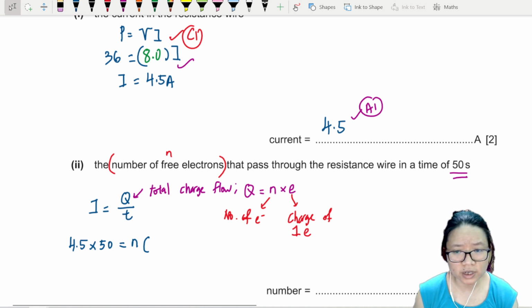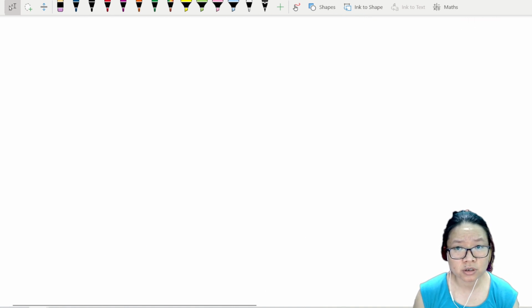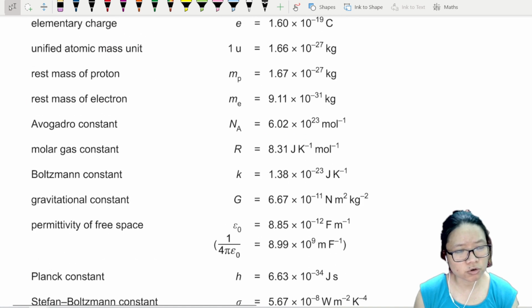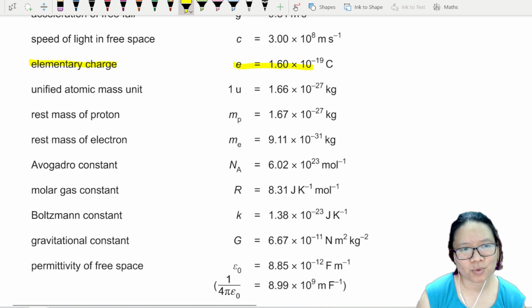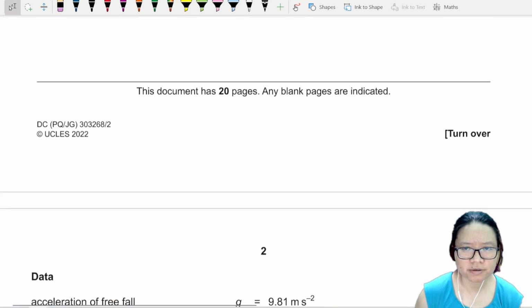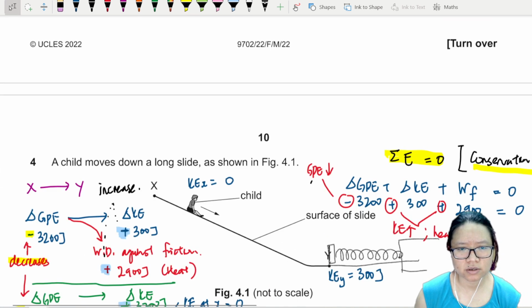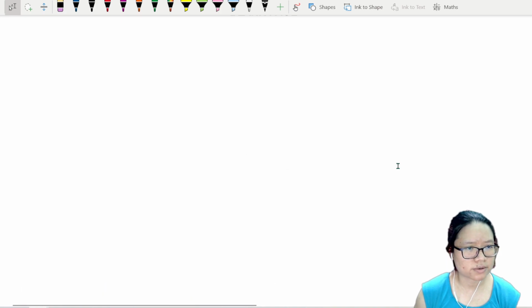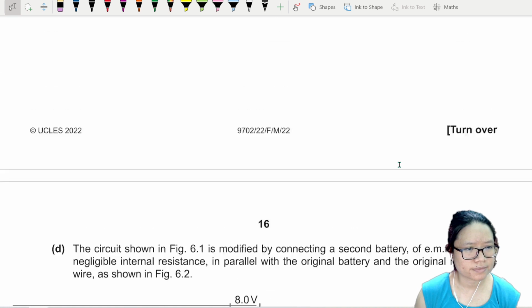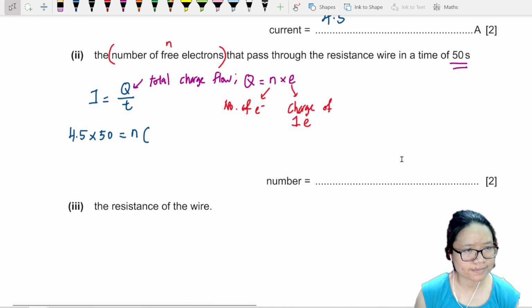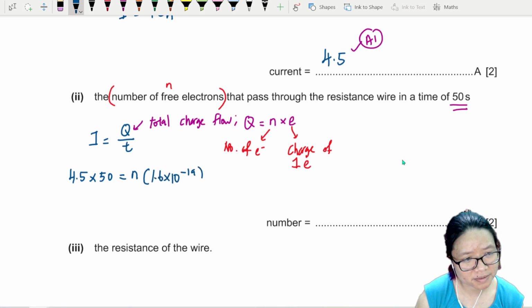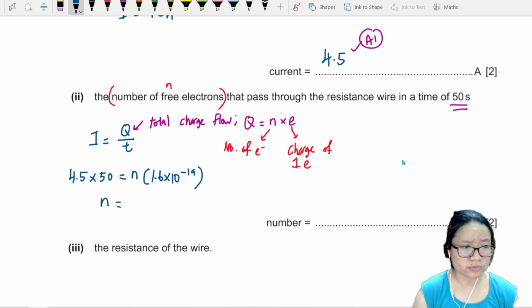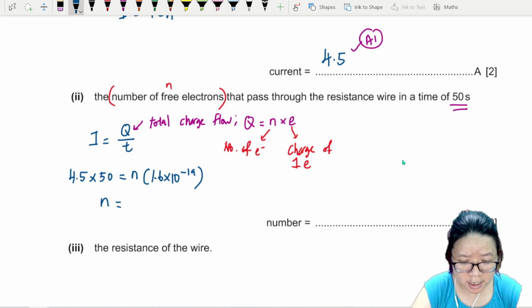let's say you don't remember, so we flip to the front page and pray that your OneNote doesn't hang. Oh wait, you're not doing it on OneNote, you're doing it on a hard copy. Elementary charge E, 1.6 times 10 to the power negative 19. Okay, so we're going to go back to the question and do it. Where is it? Okay, here. There we go. 1.6 times 10 to the power of negative 19. So we can find N now. Always write your N in SF.